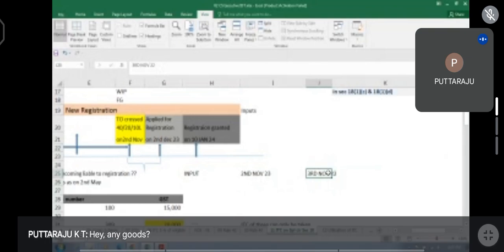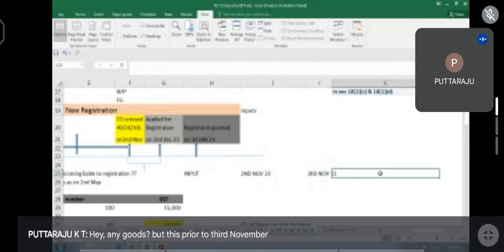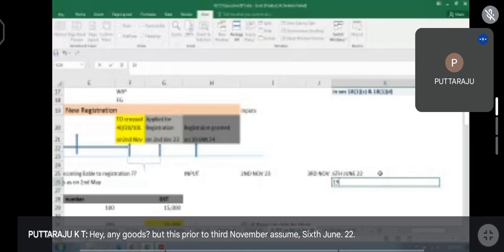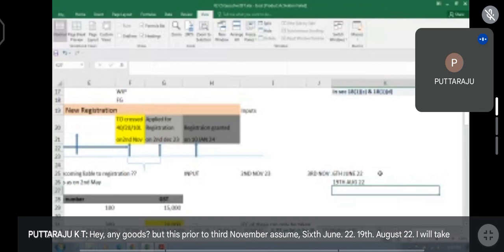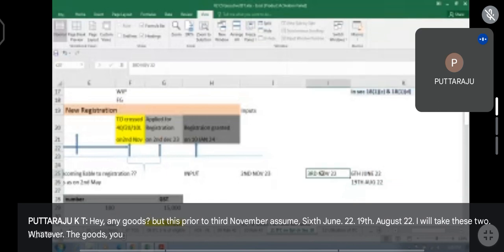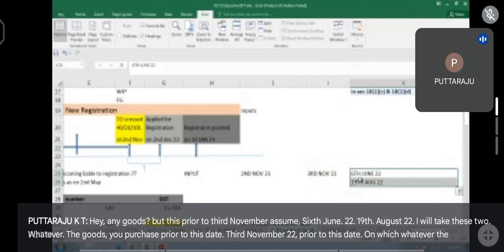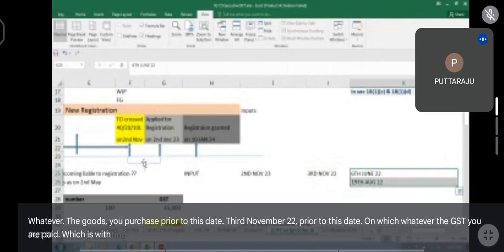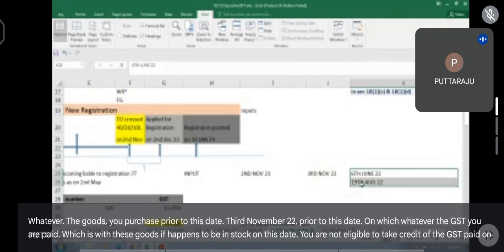Goods purchased prior to 3rd November, assume 6th June 22, 19th August 22. I will take these two. Whatever goods you purchase prior to this date, 3rd November 22, on which you have paid GST, if these goods happen to be in stock on this date, you are not eligible to take credit of the GST paid on these goods.